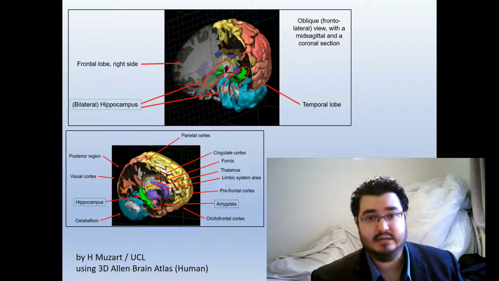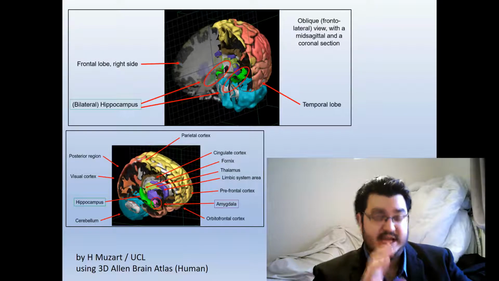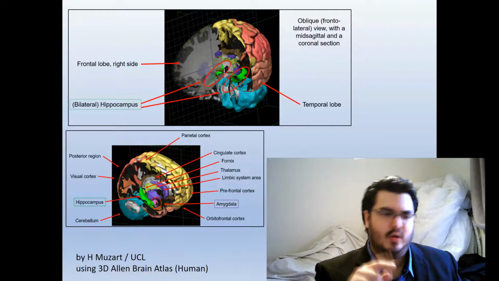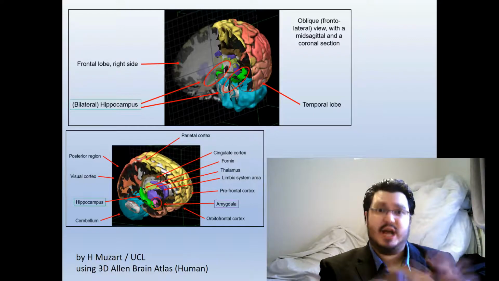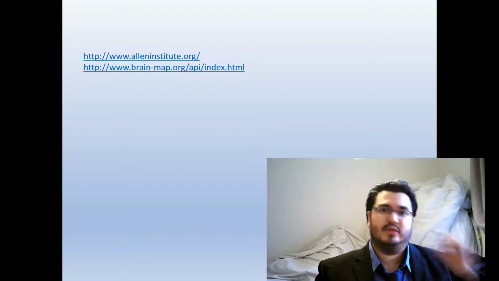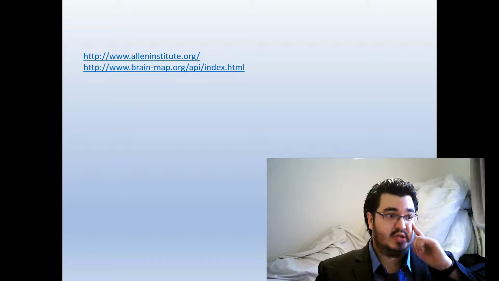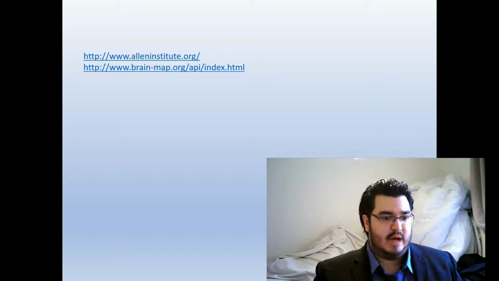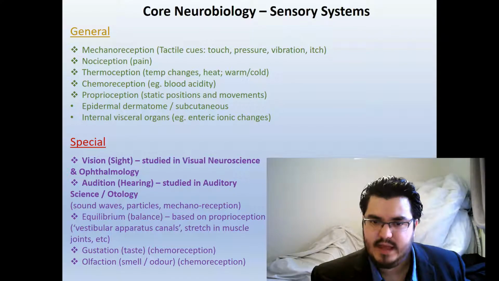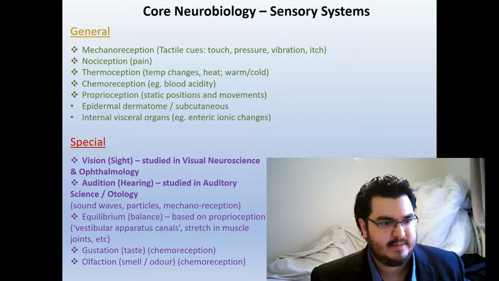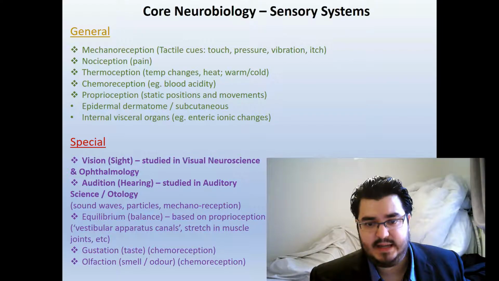If you're learning, you're studying the brain, you can rotate it. I'll do a separate video on this, just to show you different types of software that you can get on the internet for education and research purposes. I'll do a separate video actually, because they're all very helpful. Anyway, now what we'll look at is just core neurobiology and sensory systems.